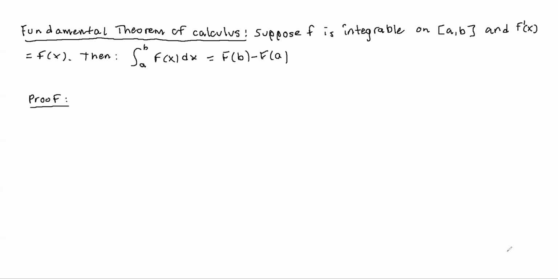So the fundamental theorem of calculus officially states, suppose f is integrable on a to b, and that capital F prime of x equals little f of x. So capital F of x is the antiderivative of f of x. Then the integral from a to b of f of x dx equals the antiderivative of f evaluated at b minus the antiderivative of f evaluated at a. So the proof goes as follows.